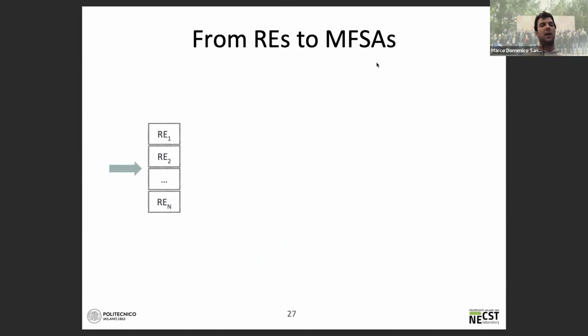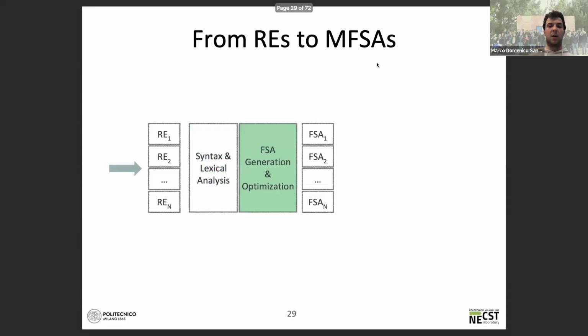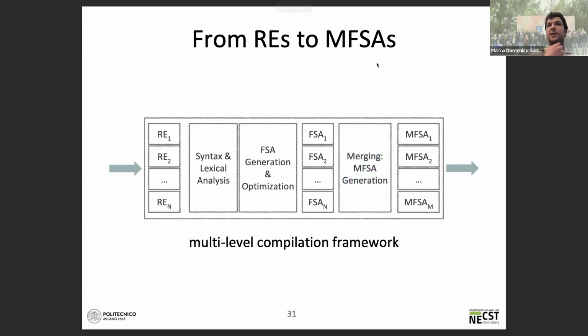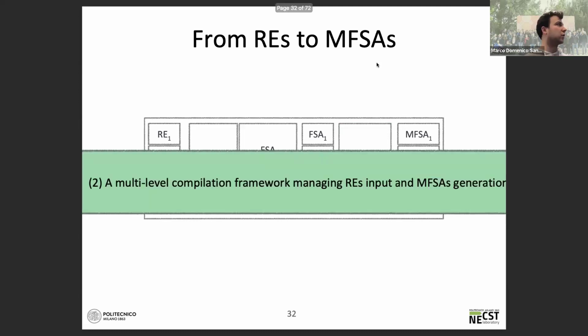And then we have how to compile a regular expression representation into an MFSA. First of all, we have the syntax and lexical analysis. So basically, we take the regular expressions as input, we check if they are well formed, and then we move to the FSA generation. Up to these steps, we are looking at the regular expressions singularly. Then we move to the merging operation that basically takes a set of regular expressions and puts them together in a single novel MFSA automaton representation. How many regular expressions we want to match together is the merging factor, which we will see in the experiments can be increased with respect to how many regular expressions we want to put together. This represents the multi-level compilation framework that is the second contribution of this work.